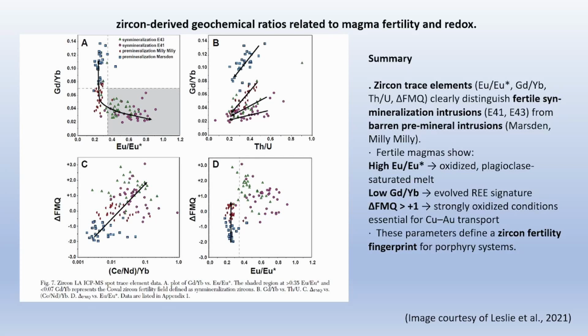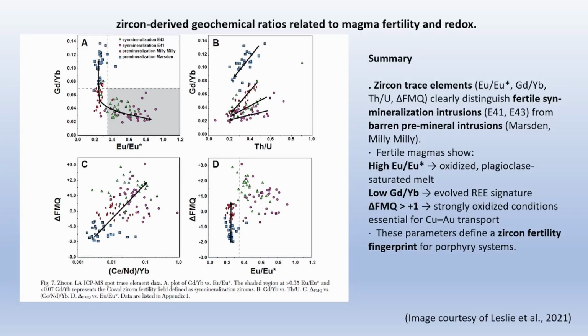Here we have geochemical results of zircons. In panel A, we have a comparison of gadolinium/ytterbium and europium ratios. So why these ratios? Because gadolinium and ytterbium track REE fractionation, and europium ratios reflect plagioclase crystallization and melt oxidation.